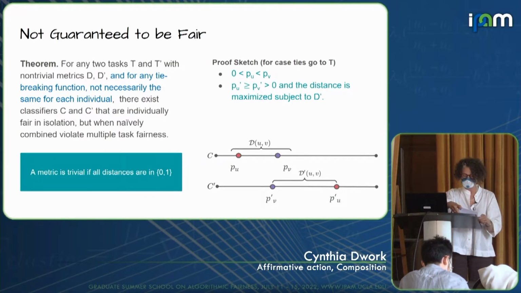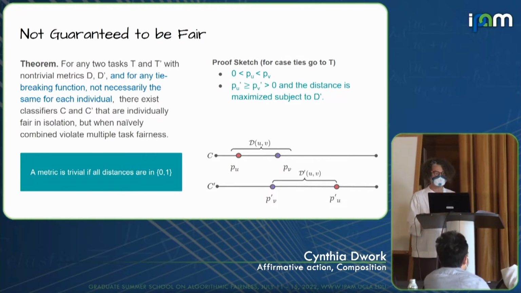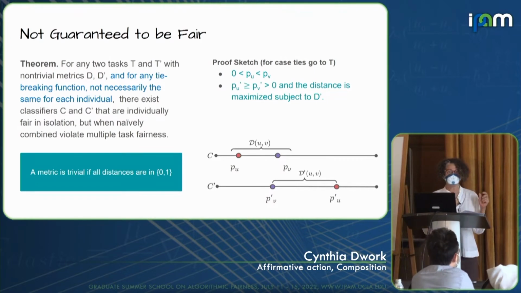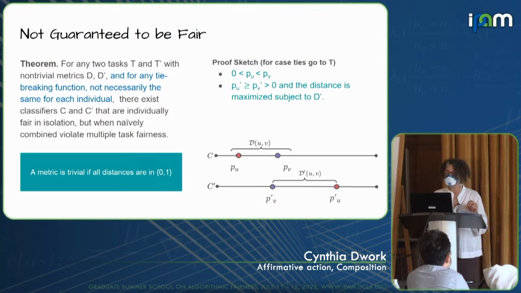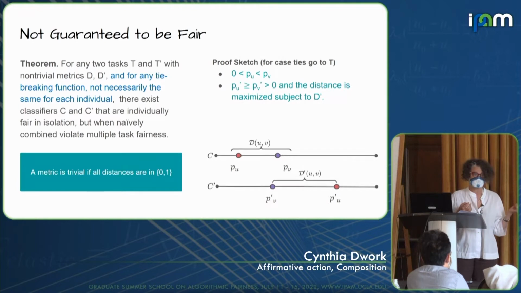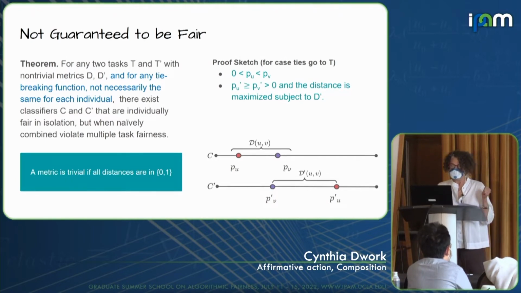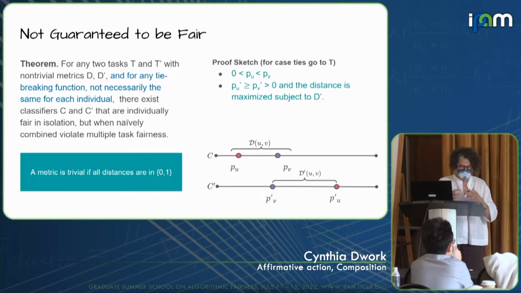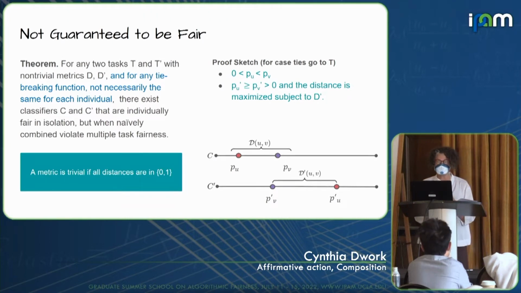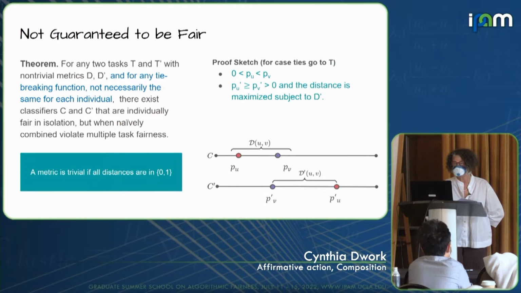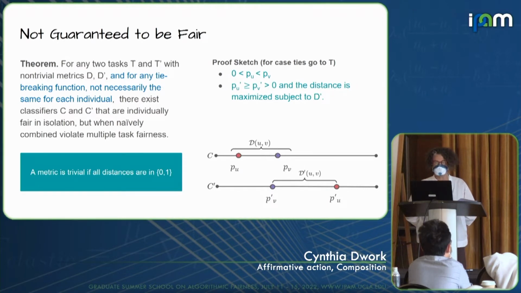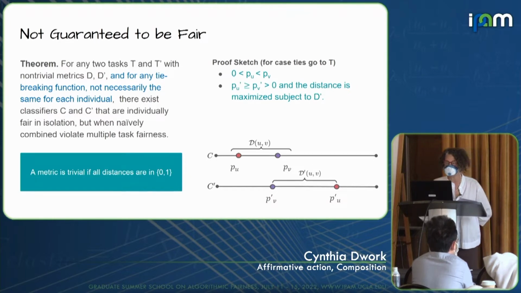So we're going to sketch the proof of this theorem. And we're going to sketch it for the special case in which whenever there is a tie, the preference goes to task T. All right. Now, what are we going to do? Because the metrics are non-trivial, let's look at metric D. I'm going to assume that there are points U and V, or individuals U and V, that the classifier assigns probabilities PU and PV to such that PV is greater than PU, and that's strictly greater than 0.